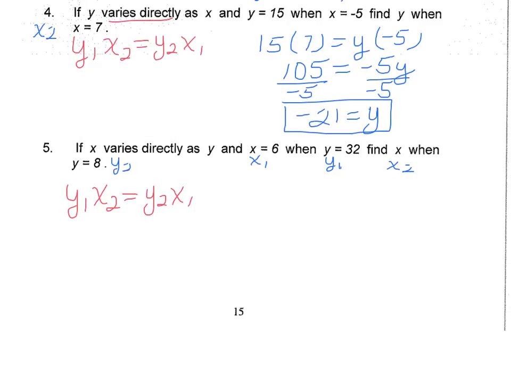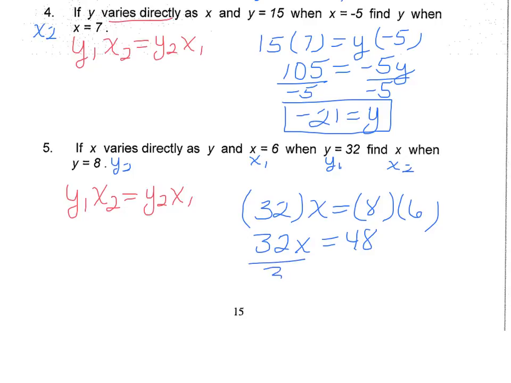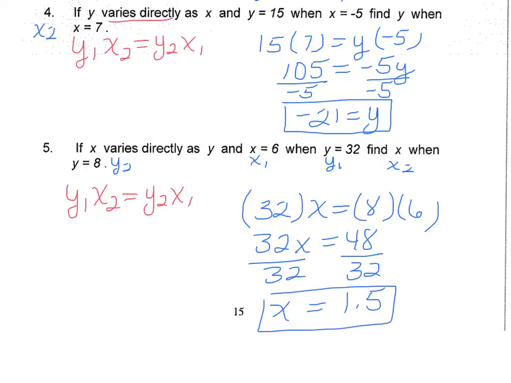All right, knowing that, let's actually fill it in. We're going to have 32 times x equals 8 times 6. Okay, 32x equals 48. Divide each side by 32. X equals 1.5. So my missing value of x is 1.5.